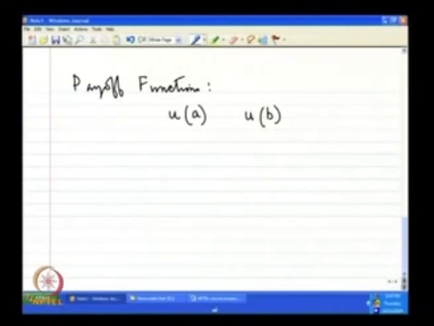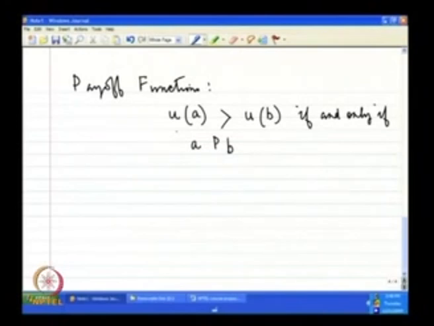Now, what is a payoff function? A payoff function tells me that if U is a payoff function, then U(A) is greater than U(B) if and only if A is preferred to B. The implication of if and only if is that if U(A) is greater than U(B), that means A is preferred to B. And it goes the opposite way also. If it is found that A is preferred to B, it means that U(A) is greater than U(B). If U satisfies this kind of preferences, then we shall say that U is a payoff function for this individual.